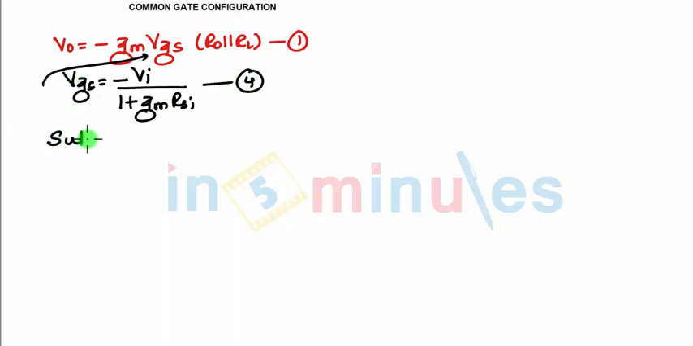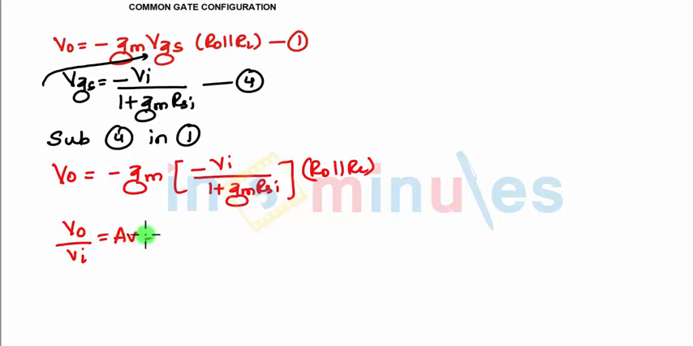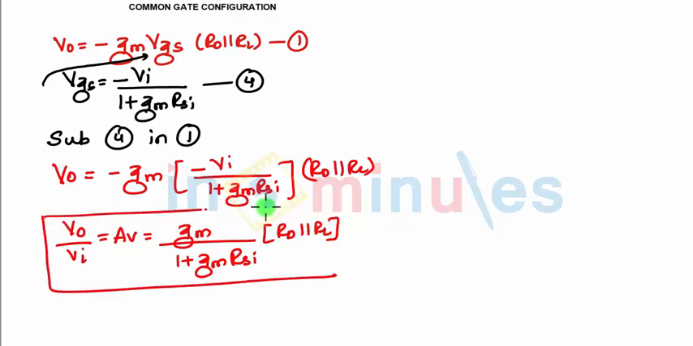Substituting 4 in 1, what I will get is VO equals minus GM into minus VI upon 1 plus GM into RSI multiplied by RD parallel RL. If this VI goes on the other side, it will be VO by VI, which is nothing but your voltage gain, which will be GM upon 1 plus GM into RSI into RD parallel RL. So this is how we have got the relation for the voltage gain.